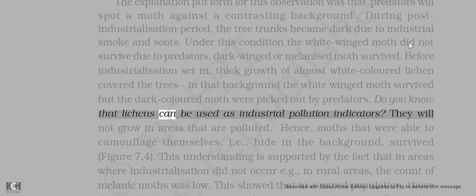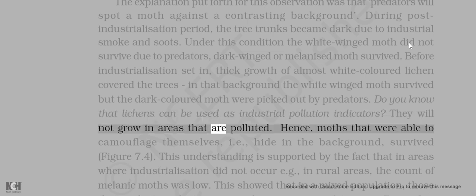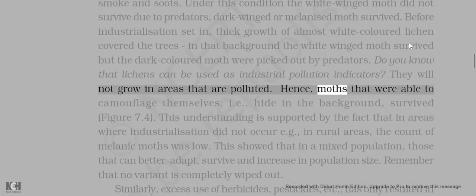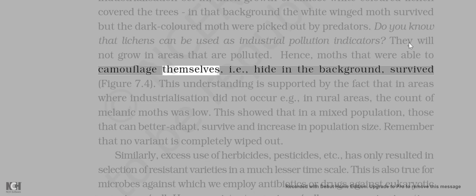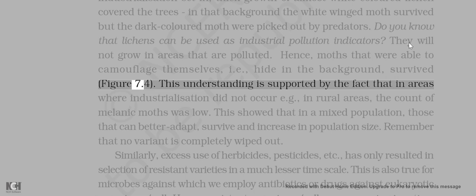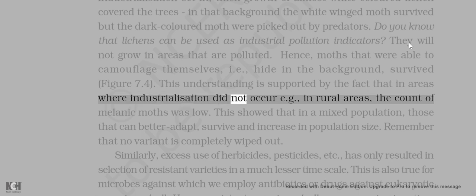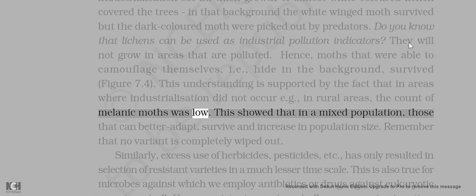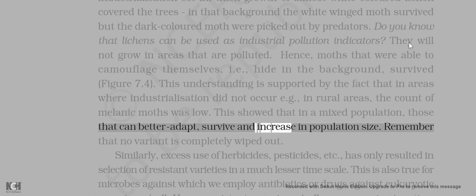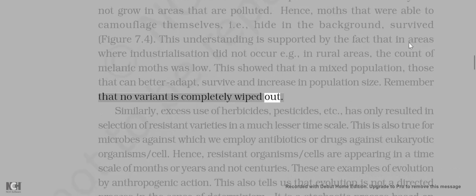Do you know that lichens can be used as industrial pollution indicators? They will not grow in areas that are polluted. Hence, moths that were able to camouflage themselves, i.e., hide in the background, survived, figure 7.4. This understanding is supported by the fact that in areas where industrialization did not occur, e.g., in rural areas, the count of melanic moths was low. This showed that in a mixed population, those that can better adapt, survive and increase in population size. Remember that no variant is completely wiped out.